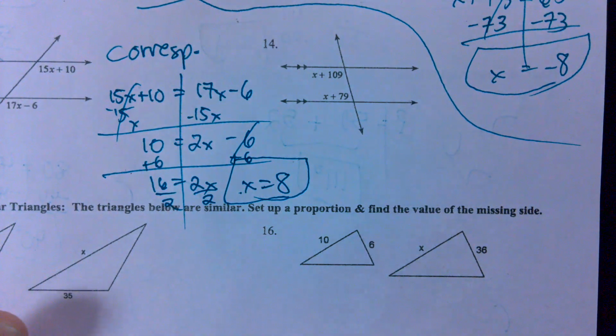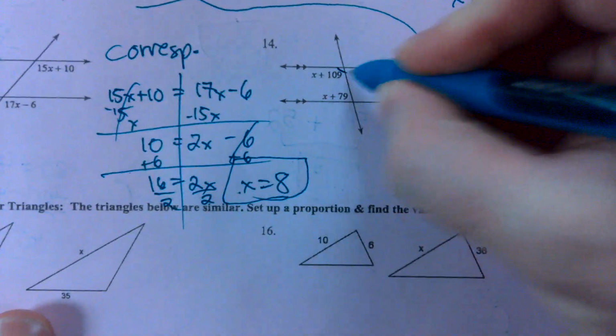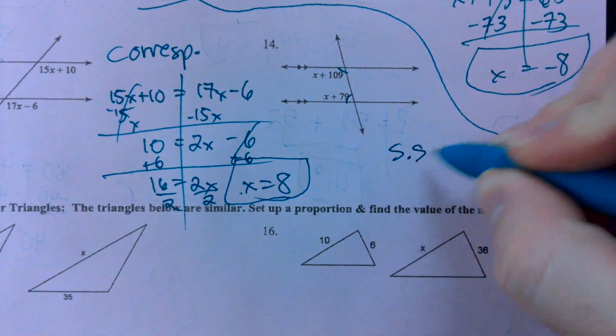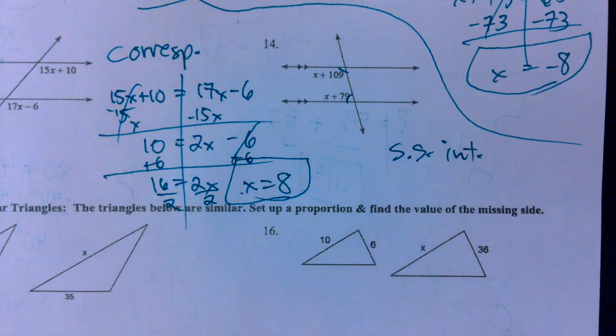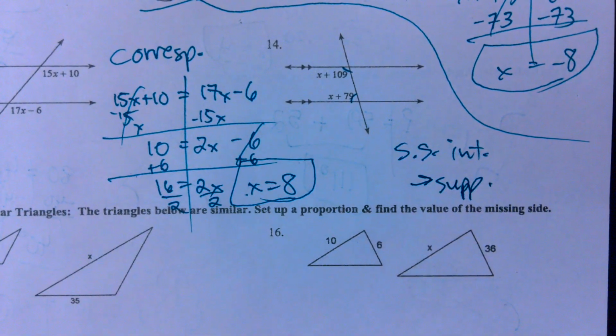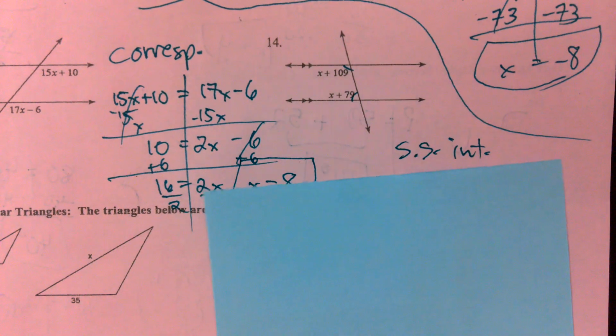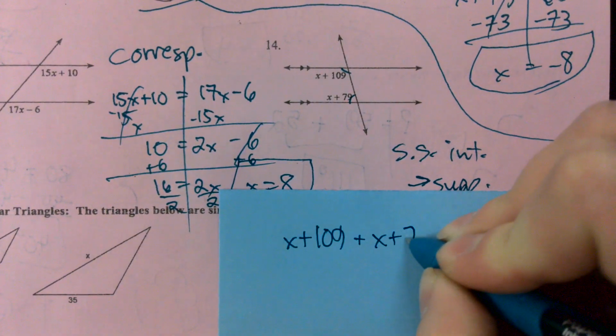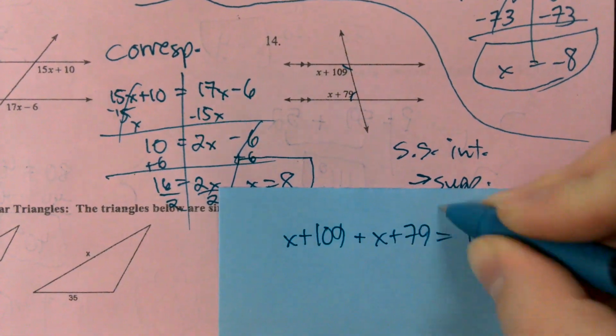And finally, I'm running out of room here, but 14. What's my relationship here in 14? Well, it looks like they're on the same side, right? And they're on the interior, so these will be same side interior angles, which are actually supplementary. This is that rare occurrence where we have to add them together and set them equal to 180 degrees. Just like this. Boom.